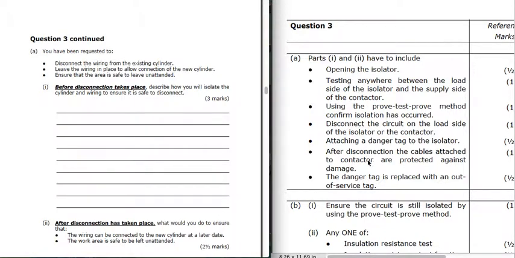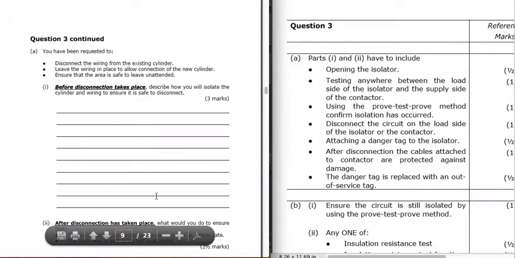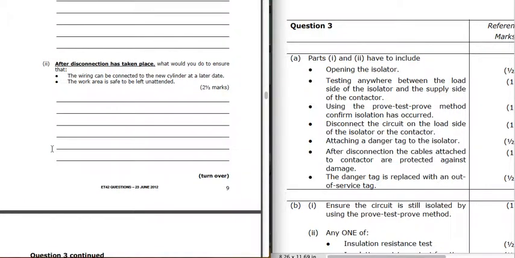After disconnection, the cables attached to the contactor are protected against damage, so you're going to tape them up or put them away somewhere so that they can't get damaged and they can't do damage to anything else. And we're going to put an out of service tag on in place of that danger tag. So that covers 1 and 2.